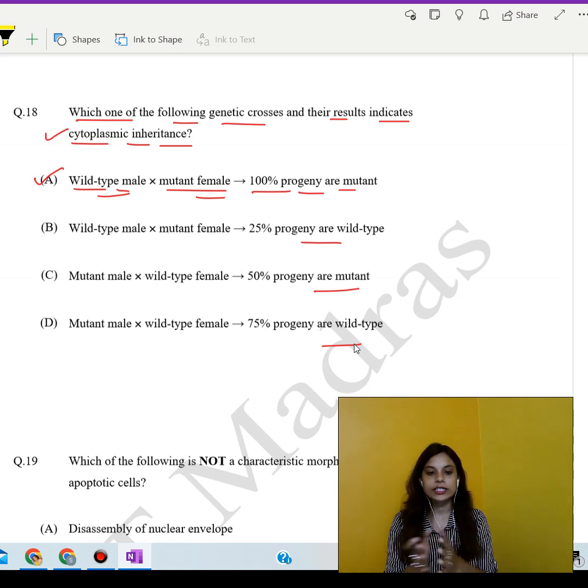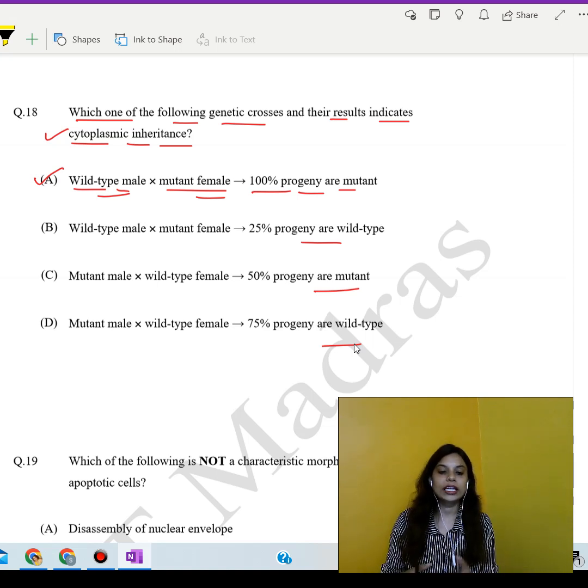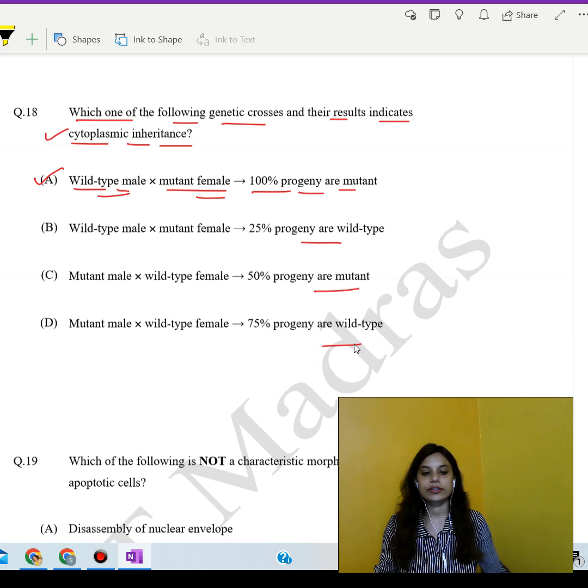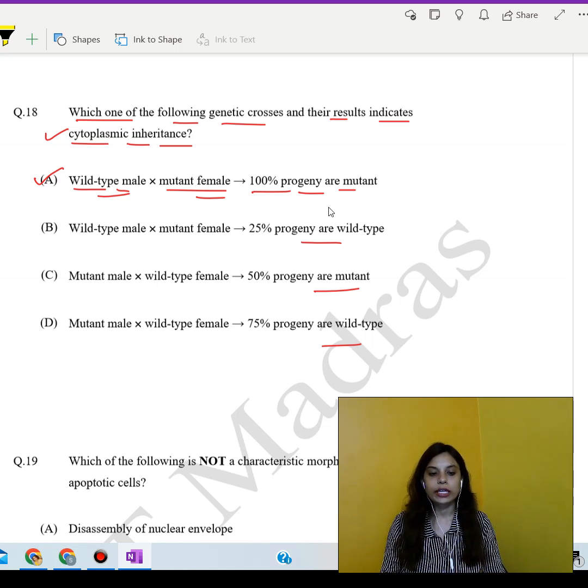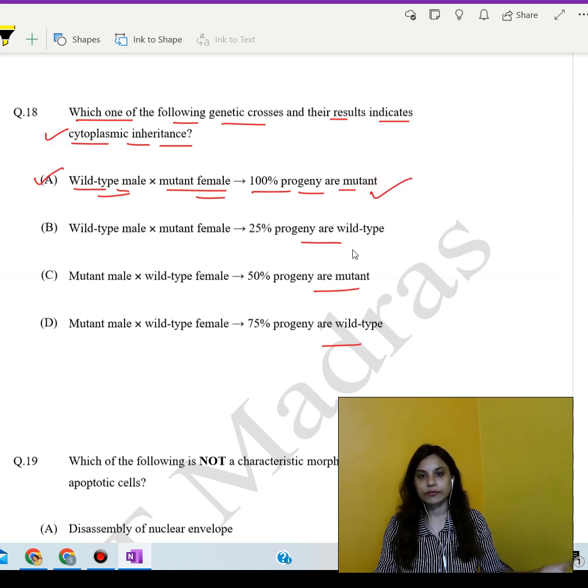In these 3 cases, what happens? The genotype of the male parent also has an influence on the phenotype of the offspring, which is not the case with cytoplasmic inheritance. Okay, therefore the only option that demonstrates the cytoplasmic inheritance is option A, where the mutant phenotype is transmitted from the mother to all the offspring regardless of the genotype of the father.